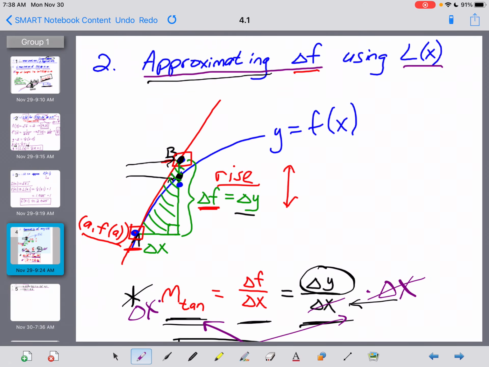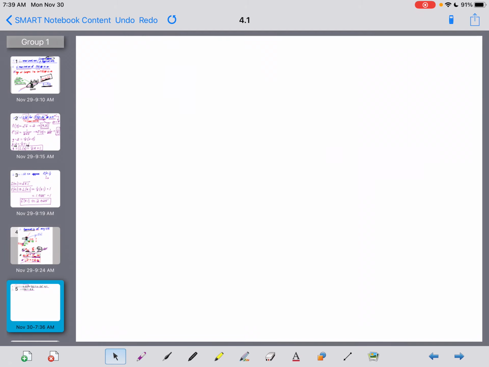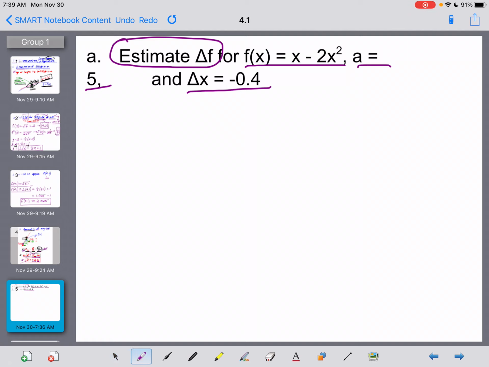We just learned a formula here. I lost it. It's at the bottom of this page. But here we go for how to estimate the value of delta f. And that's this formula right here. It's f prime of a multiplied by delta x. So let's write that down before we confuse ourselves at all. So delta f is approximately equal to f prime of a multiplied by delta x.